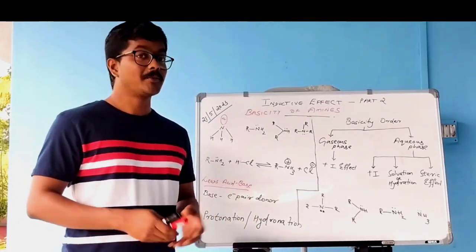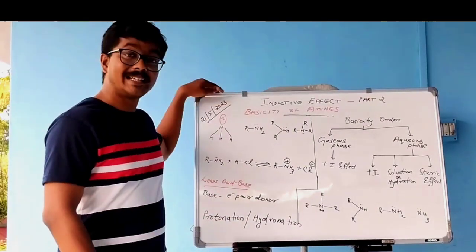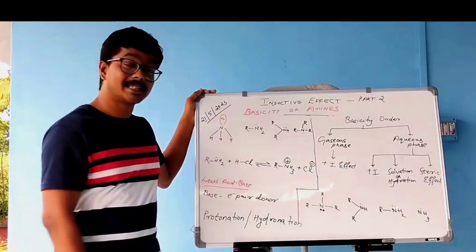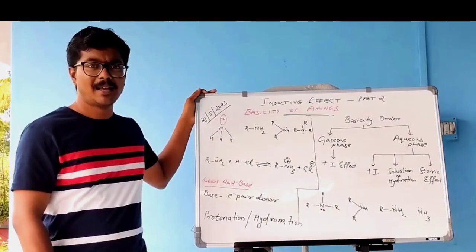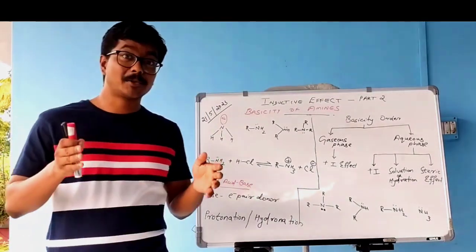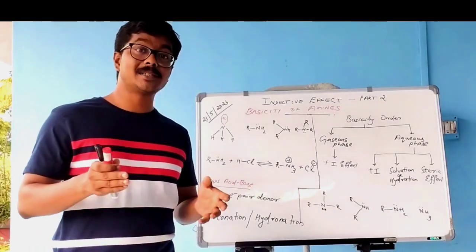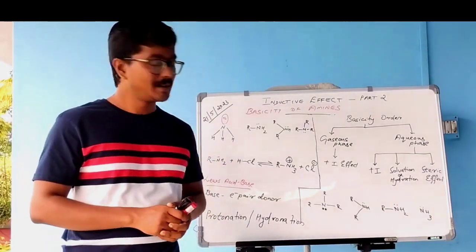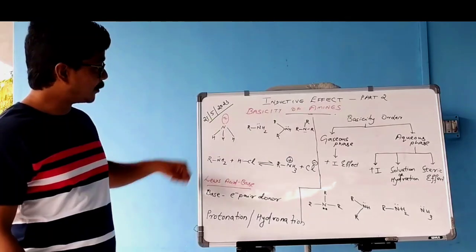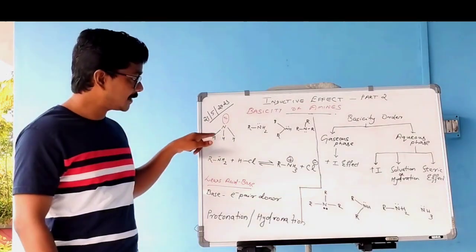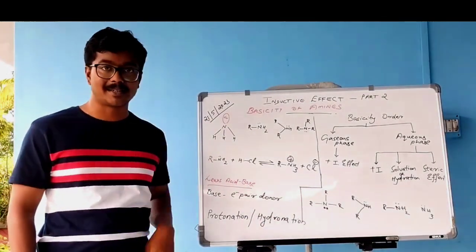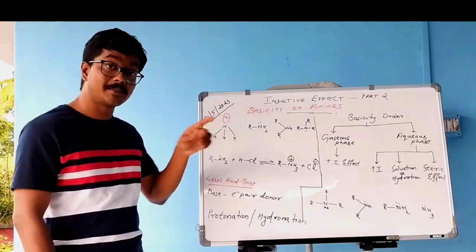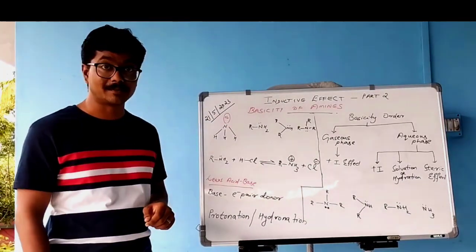My dear students, today we are moving to the second part of inductive effect and discussing the basicity of amines. Amines are the functional groups in organic chemistry. These compounds are derivatives of ammonia. So look at the structure of ammonia. In ammonia, 3 hydrogen atoms and 1 nitrogen atom are there. And that nitrogen atom is carrying a lone pair of electrons.